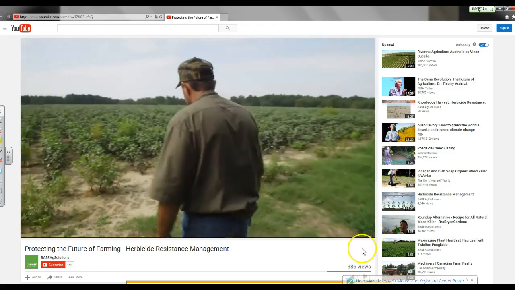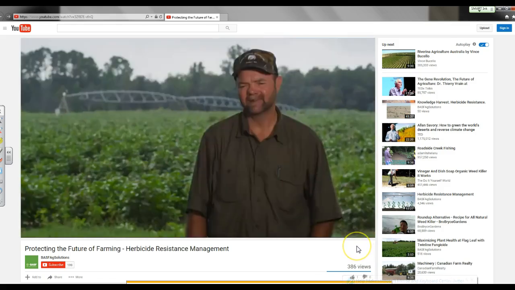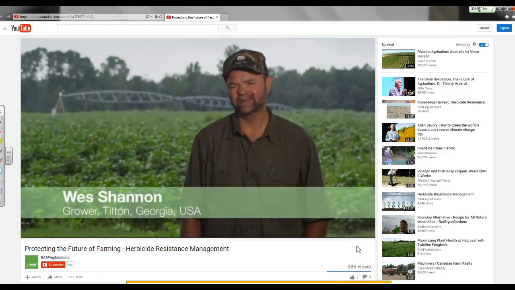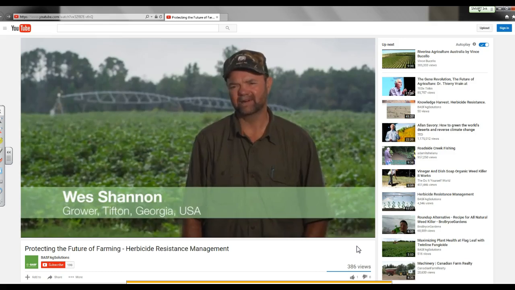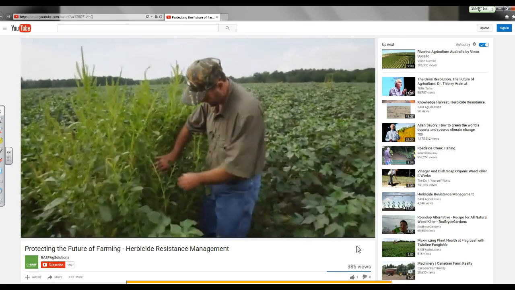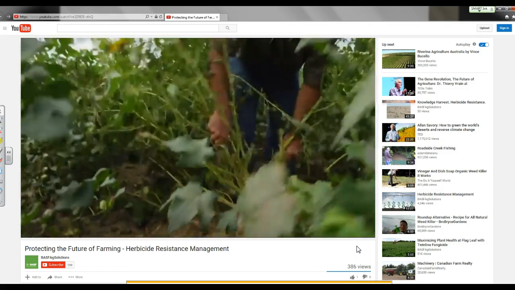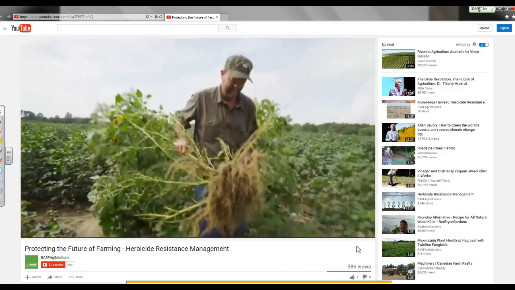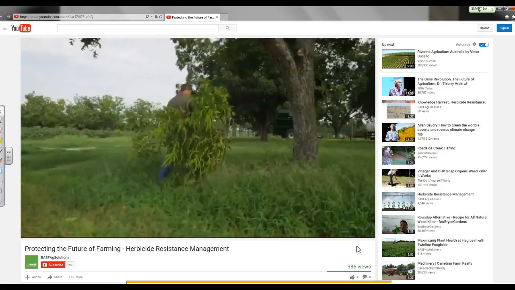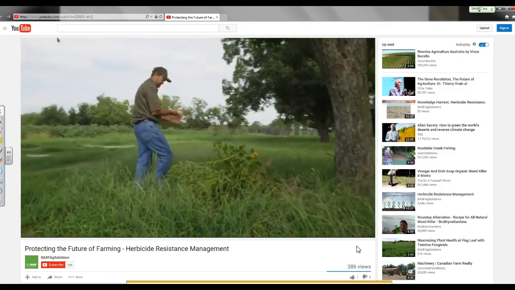We've used glyphosate on this farm for probably 20 years. Glyphosate resistance on our farm. Remember that glyphosate is the active ingredient of Roundup. It went from a few scattered weeds one year to the next year they were taking over some fields, to the point that herbicides would not kill them.